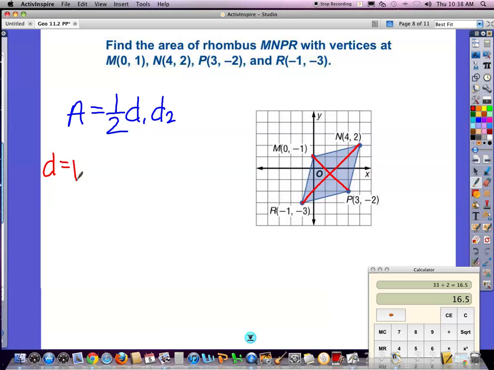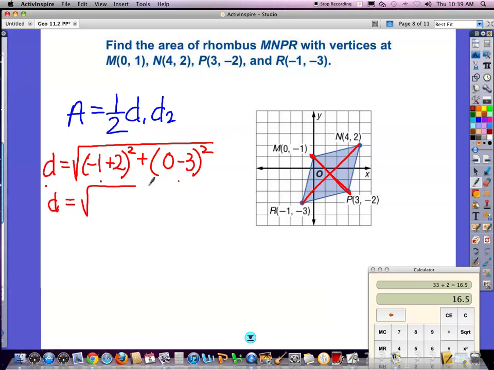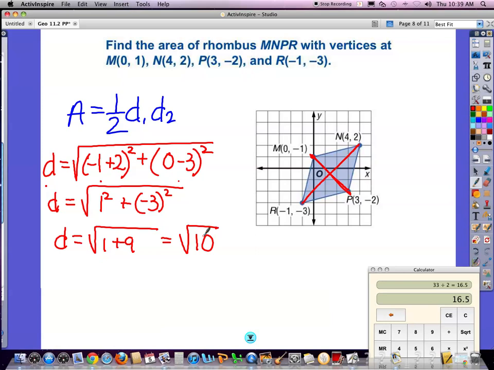So here I go. The distance formula, I'm going to take this from here to here. I'm going to take -1 minus -2, which will be plus, square it. I'm going to take 0 minus 3, square it. Remember, distance formula is the Pythagorean theorem in disguise. It's your a squared plus b squared equals c squared, except to undo the c squared, you take the square root. We got 1 squared plus -3 squared. D is equal to 1 plus 9, which is the square root of 10. So I've got my D, I'm going to call that D1, is the square root of 10.